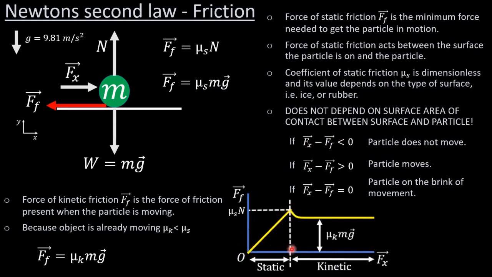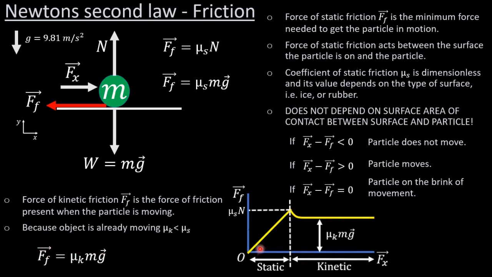And then if we continue applying that force, eventually the difference between the applied force and the force of friction is greater than 0. Once that happens, we now describe the force of friction using this equation. So this is the kinetic region. That means we've applied enough force to get it moving. At this point it starts moving and then it goes down a bit, and we define the force of kinetic friction using this equation.